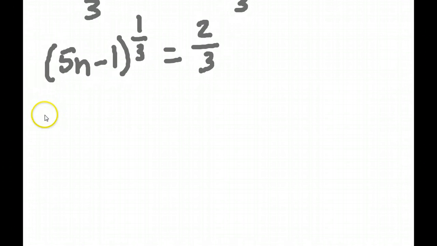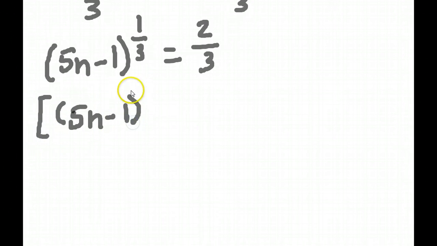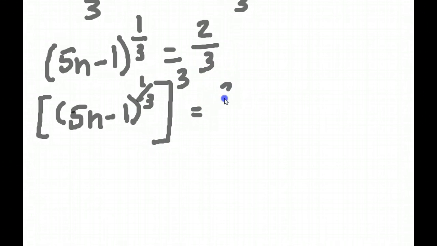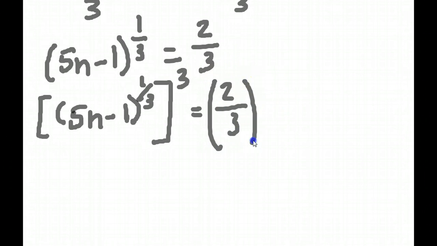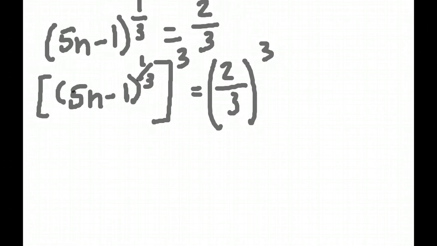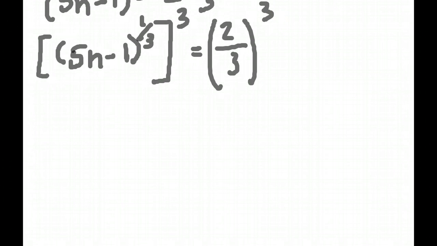So what does that look like? Okay, so we have [(5n - 1)^(1/3)]^3 = (2/3)^3. And the reason I use brackets is so that we can see we're raising that whole entire expression to the 3rd power. So when you're raising a power to a power, you multiply them. So 1/3 times 3 is 1. So on the left you have 5n - 1 = (2/3)^3.